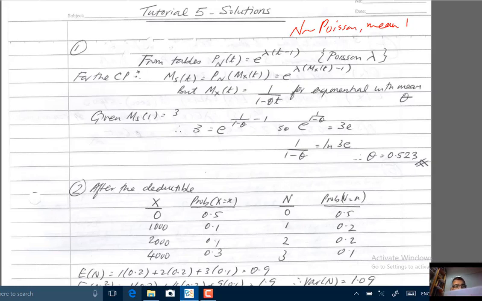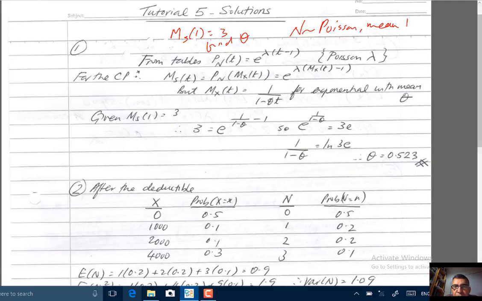Let me hold the question in my hand. You are given the moment generating function of your aggregate distribution evaluated at 1. The value is given as 3, and you're asked to find theta. Read the question carefully, see what they've given us, and we're asked to find theta. Now let's look at the solution.